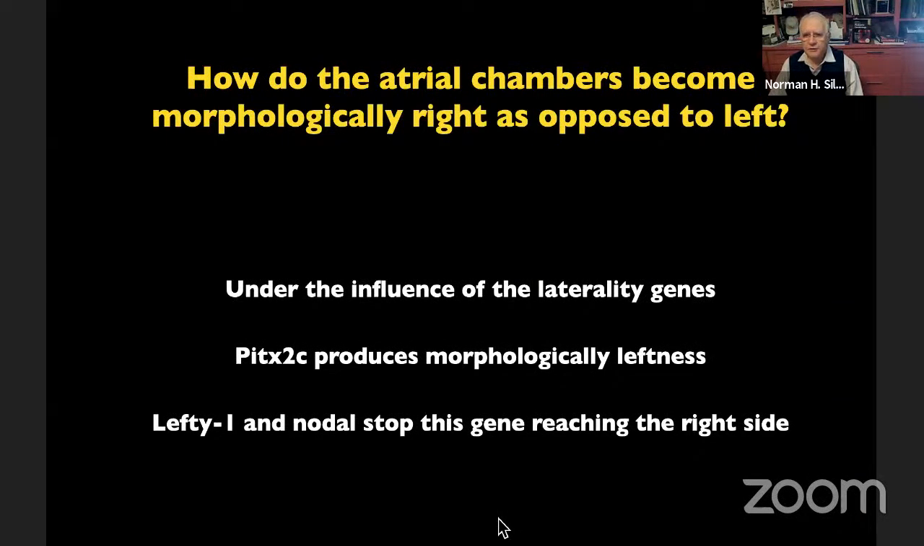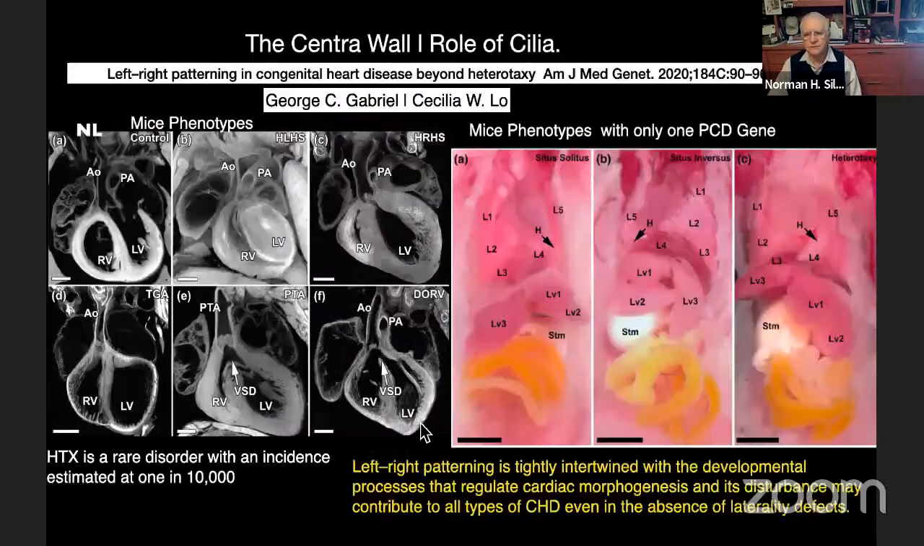Now, how do the atrial chambers become morphologically right as opposed to morphologically left? And they are, of course, under the influence of laterality genes. I just described this PITX2 and sonic hedgehog, which produce morphological leftness, and lefty and nodal, which stop this gene from reaching the right side, so that the right side develops under its own influence. And here are such examples.